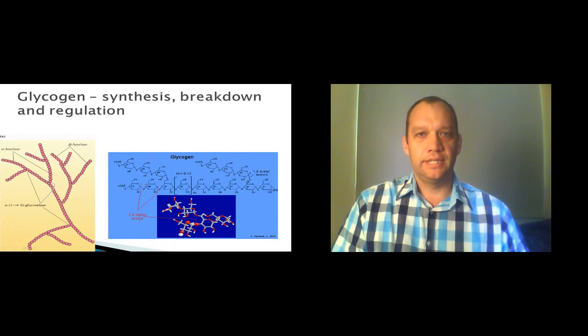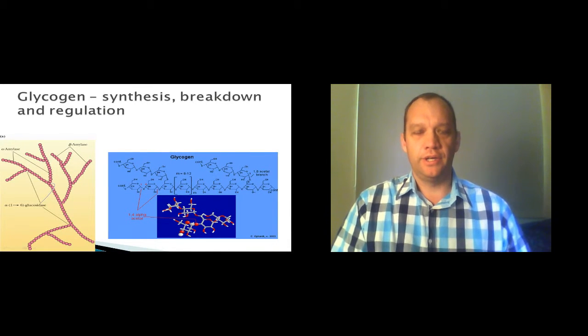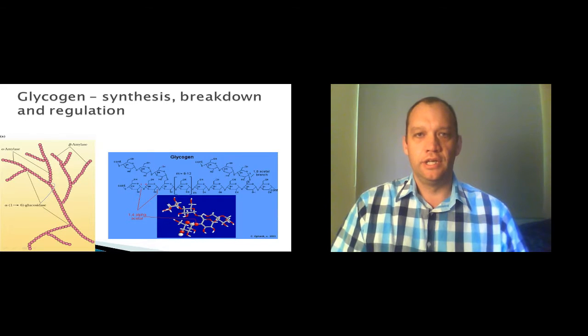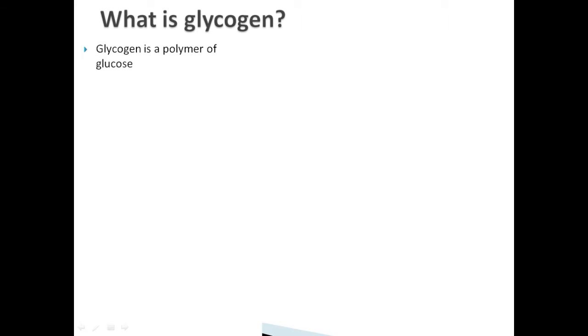Hello everyone, this is the second video in our presentation on gluconeogenesis, glycogen synthesis and degradation and the pentose phosphate pathway, and we're going to talk today about glycogen synthesis and glycogen degradation and the regulation of those processes. So what is glycogen? Glycogen is a polymer of glucose.